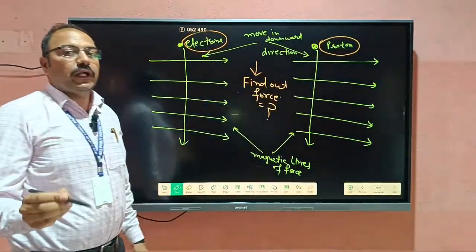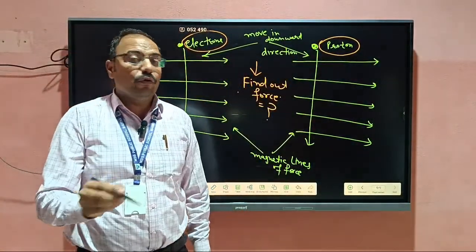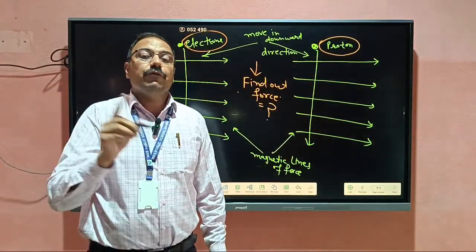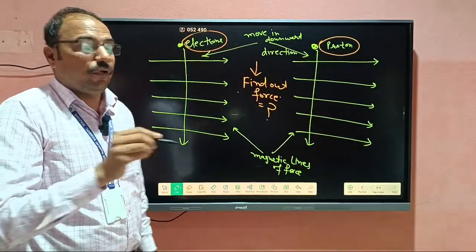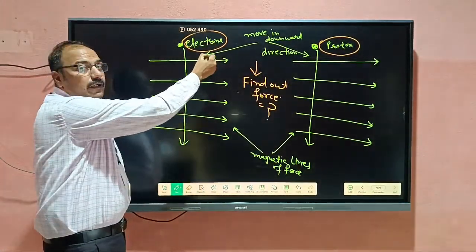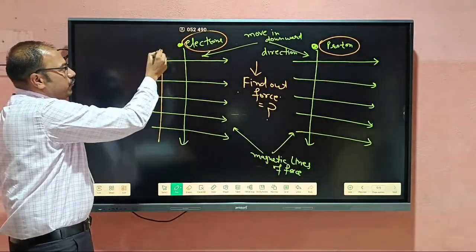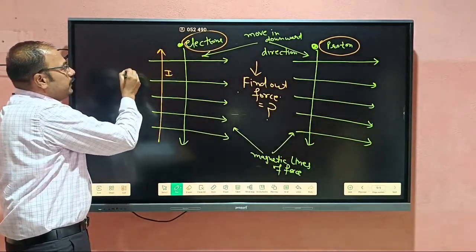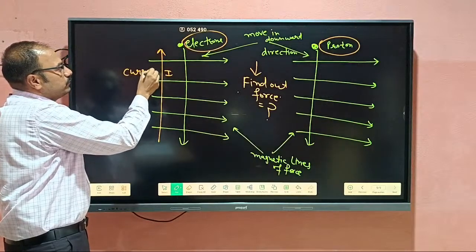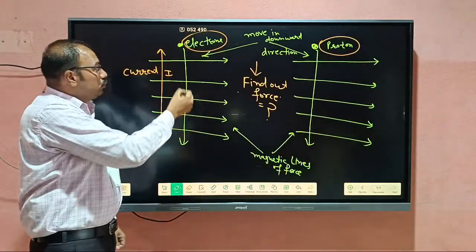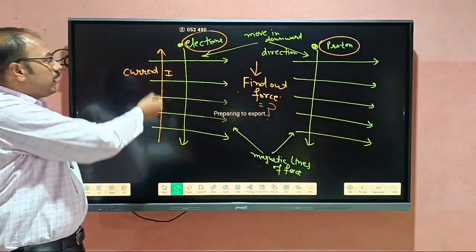So here we use the right hand Fleming rule. We already know the thumb gives the direction of force, the first finger gives the direction of the field, and the second finger gives the direction of the electric current. So here what is the direction of the electric current? The electron moves in a downward direction. So what is the direction of the current here? This. So this is the direction of the current, because we take the direction of current opposite to the electron. So here the electron moves downward, but the direction of current is upward.